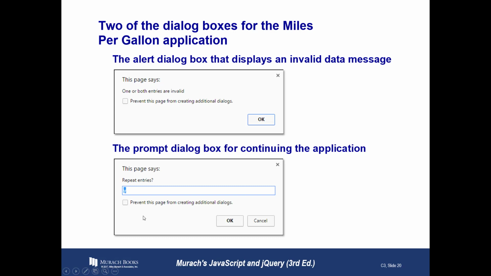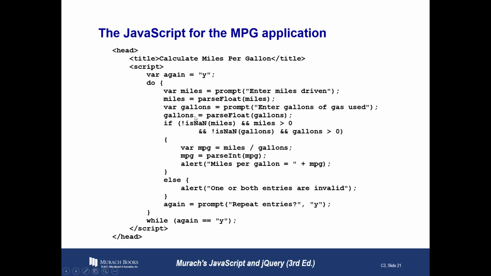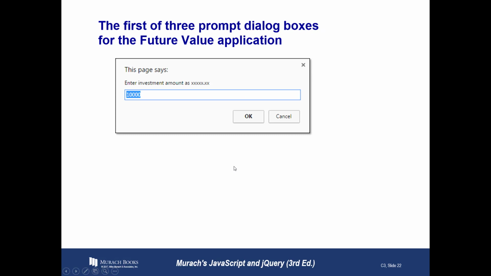There's an invalid message. There's a prompt asking you if you want to repeat. So the idea is typically if you're going to take the time to write code, you want people to run your program over and over again. Putting it into a do while like this is an example of how you can make that happen.